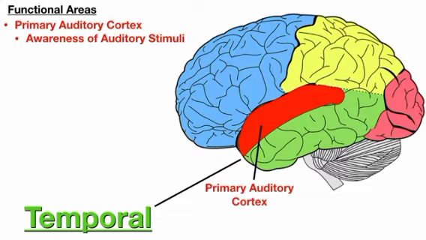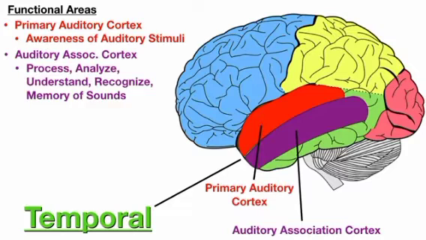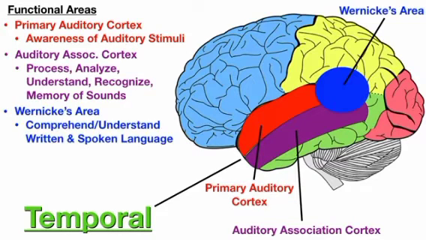Well, now we have to process and analyze that information. So again, there's going to be an association cortex. This time it's the auditory association cortex, and this will help us process and analyze auditory stimuli. It's also going to allow us to form new memories of auditory stimuli, compare them to old memories, and again, this will help provide meaning and understanding to the stimulus. The next functional area is Wernicke's area.